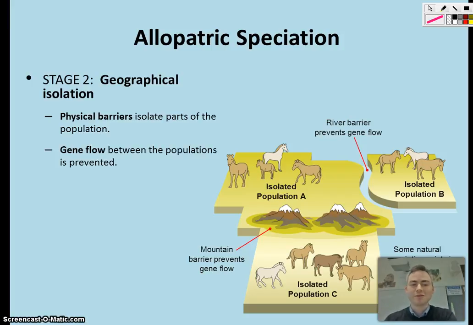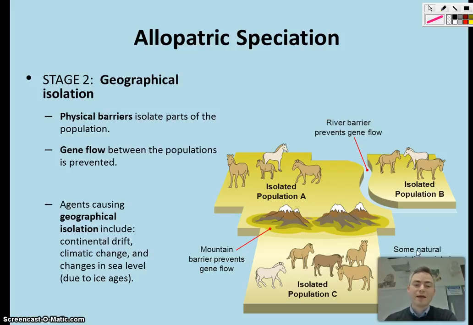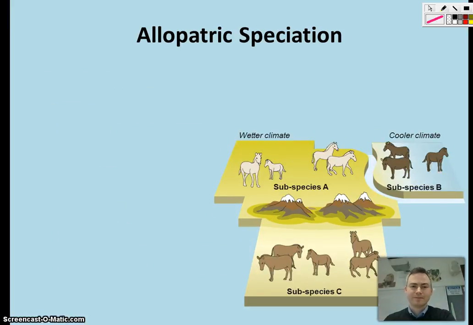And already that should be triggering something, because you should have an idea that gene flow keeps populations similar to one another. You cut off gene flow, you've got the potential for the populations to grow different to one another over time. And geographical isolation could happen for all kinds of different reasons: continental drift, pulling land masses apart, and climate change, which changes the sea levels, have been significant examples in the past.